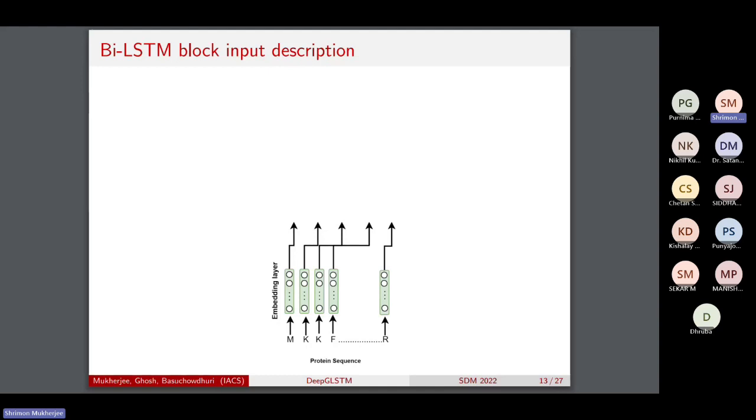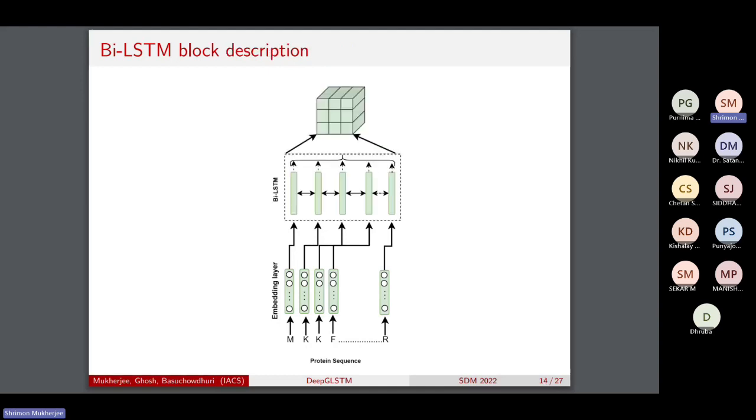After that, we apply a BioLSTM layer. Now, why do we apply BioLSTM? Because the length of the protein sequence is 1,000. Since a plain model is very weak at this, to capture the long-range dependencies we need the BioLSTM layer.